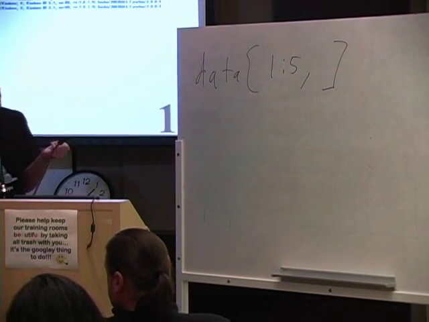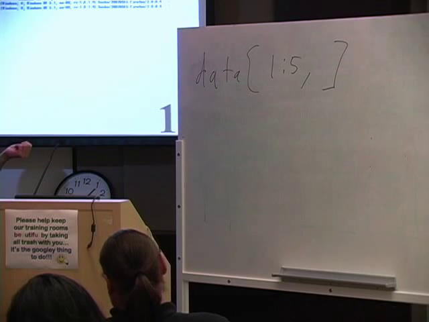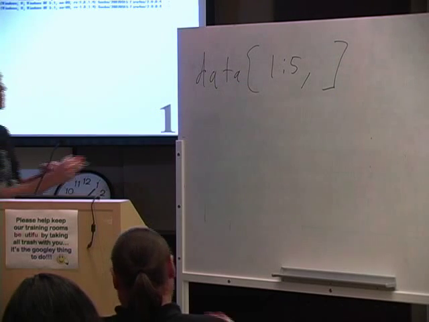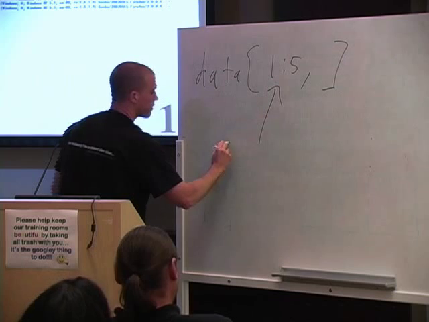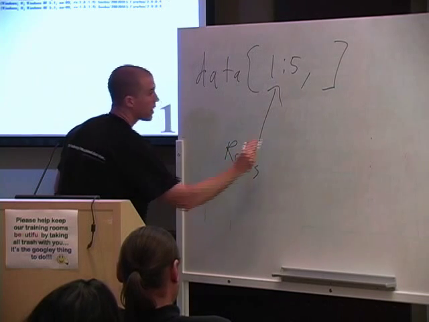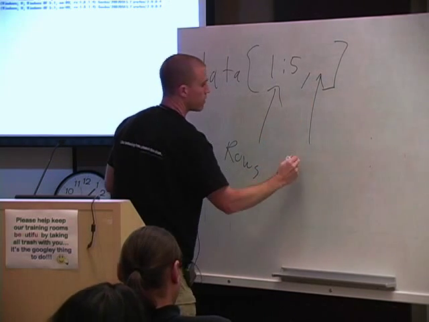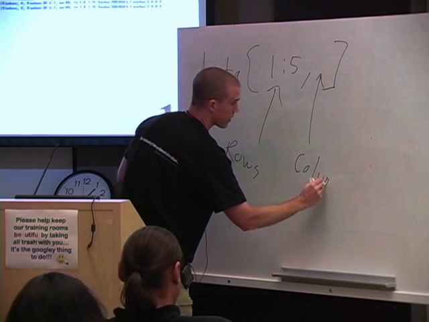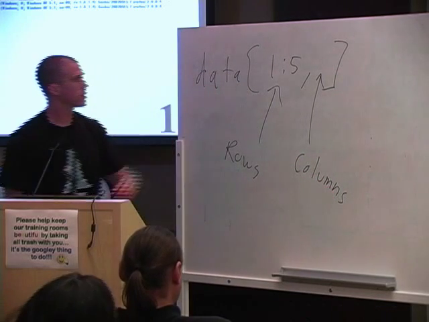Basically, it thinks of the data as a matrix, right? So you're telling it which rows you want and which columns you want. If I want the first 5 rows, I say the rows are 1 through 5. If I want all the columns, I just leave that argument blank, right? Okay, so those are the rows and those are the columns.